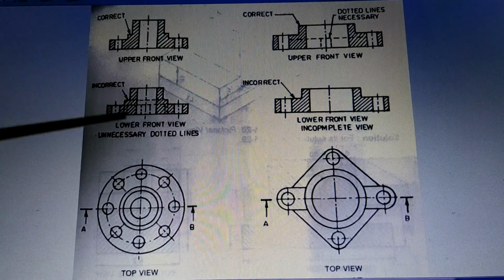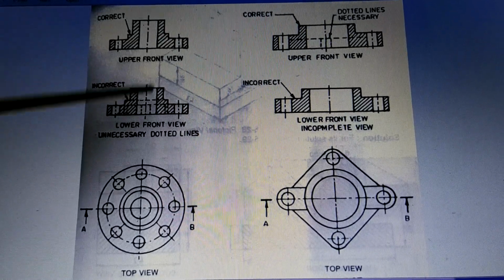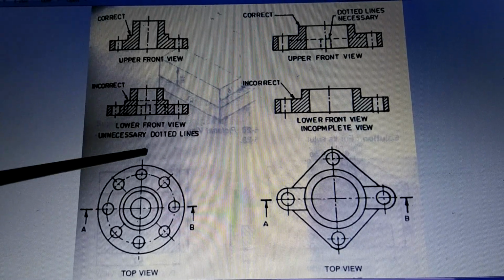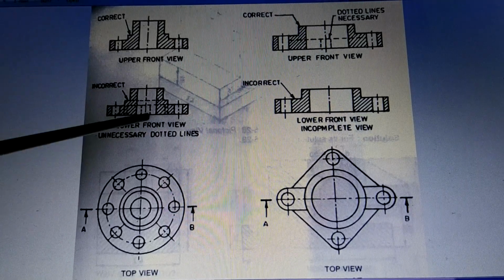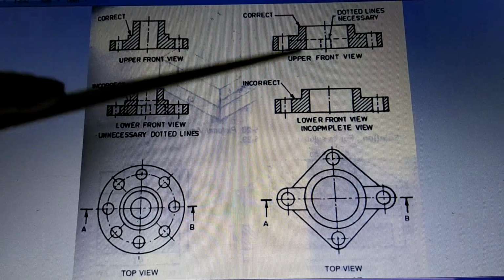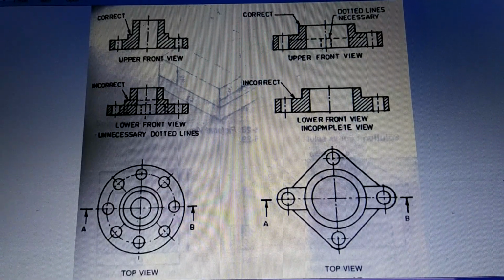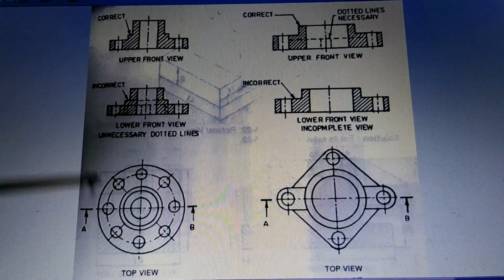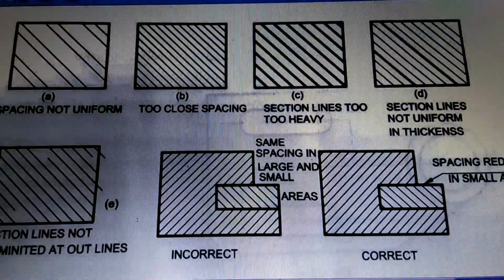Then we saw the rule regarding dotted lines. Dotted lines are not to be drawn in the sectional views, but if not drawing them becomes confusing, then you have to draw them, like this example. Otherwise, they are not to be drawn. Dotted lines are not to be drawn in section.